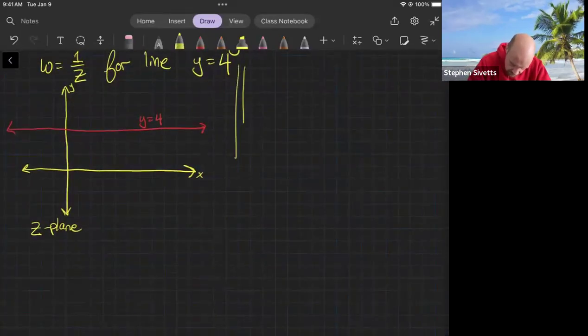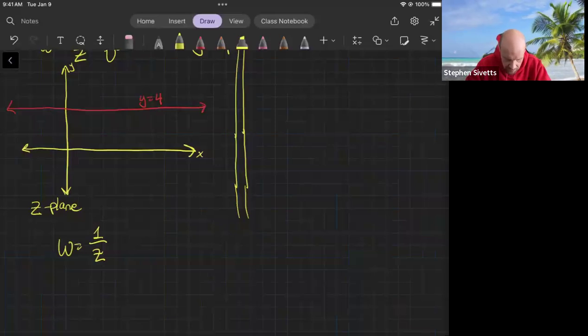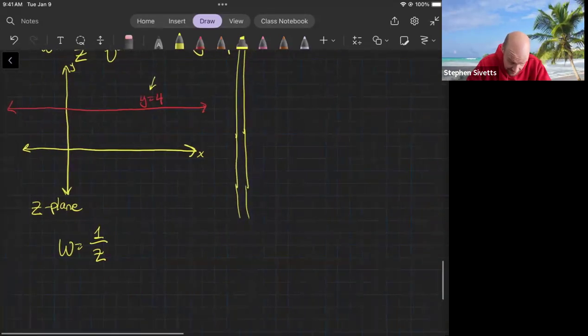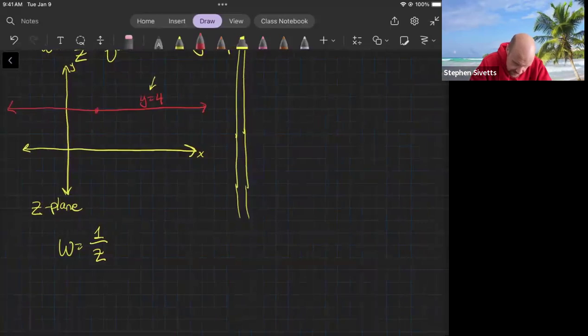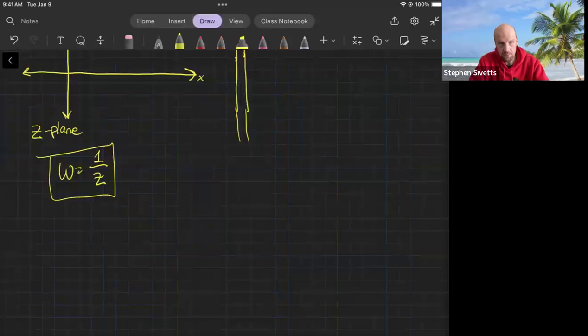Let me do a divider here. So we know the reciprocal function, 1 over z. The thing we want to do here is we have a value for y that's constant. So in this set, z would equal x, which varies, plus 4i. So a complex number would look like this. The best way to go about this is to look at the real and imaginary components of the reciprocal function in terms of x and y.